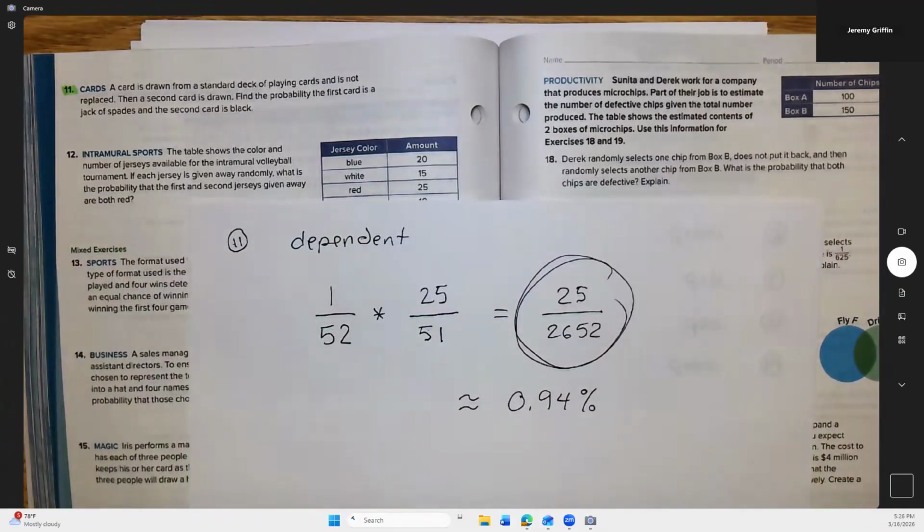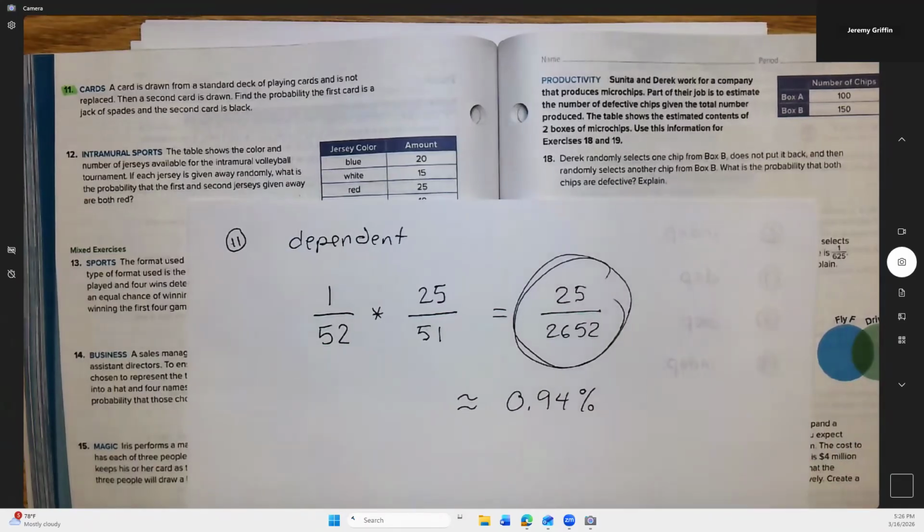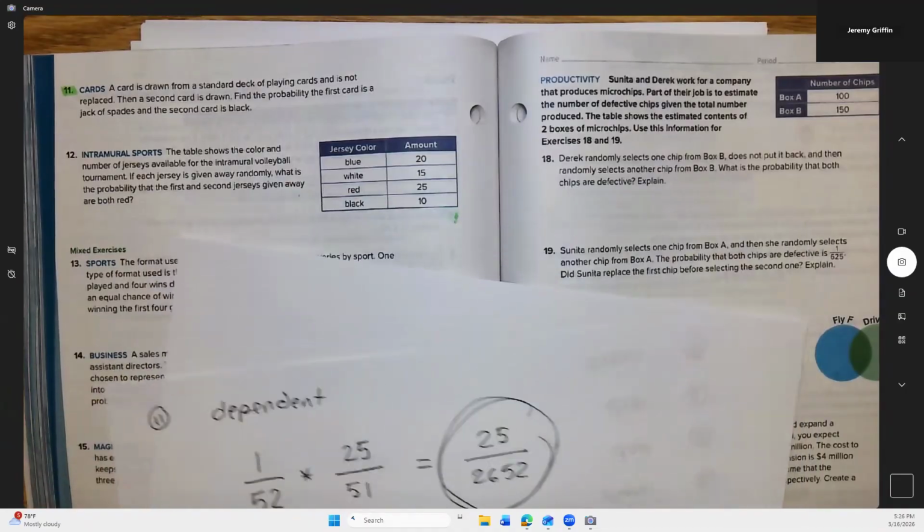What's number 11? Let me check the book, make sure. Yeah, they got exactly this fraction, and they say approximately 1%. At least that's what the teacher's guide says. It says about 1%, which is pretty dang close. That's about it. All right.